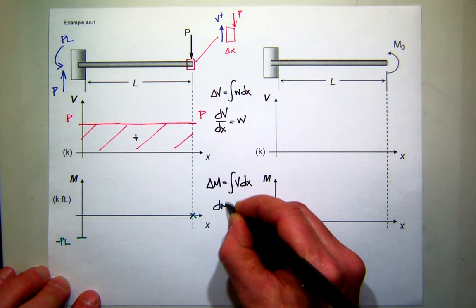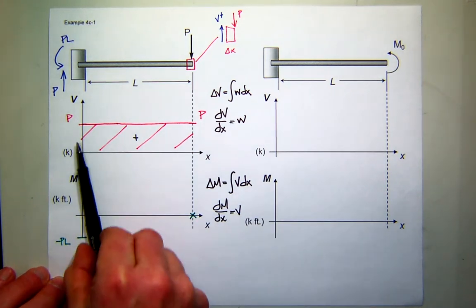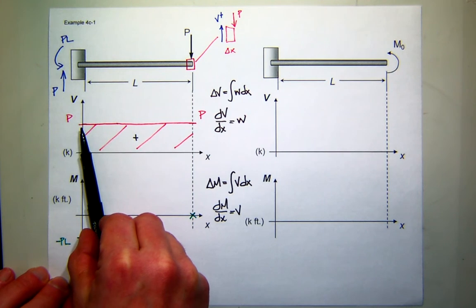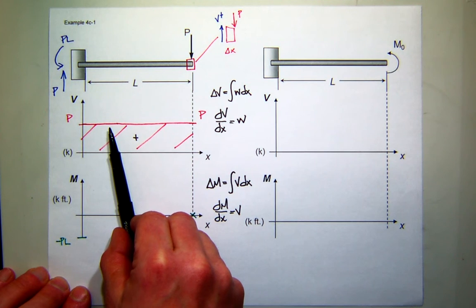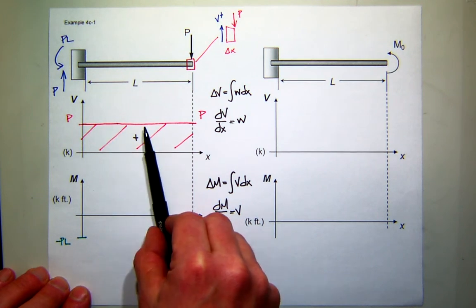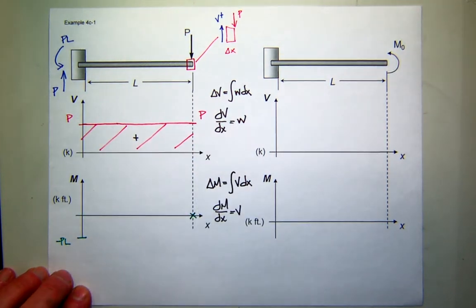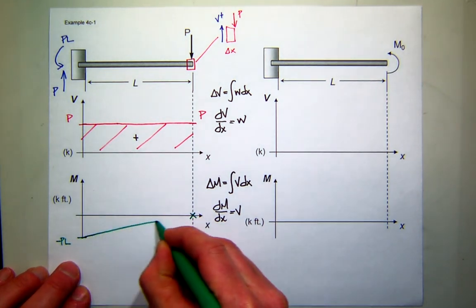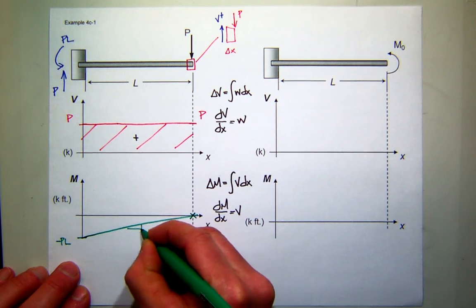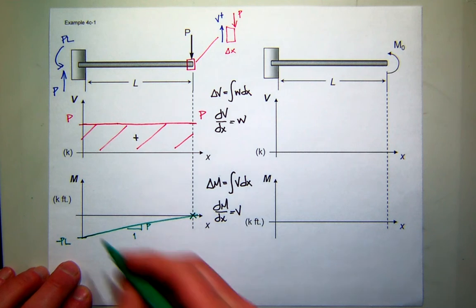And now the slope of that curve is equal to the shear. So let's go look at the shear. What's the value of the shear here? P. Positive or negative? Positive. What's the value of it here? P. Positive or negative? Positive. What's the value of it here? P. Do you see a pattern? It's a constant, positive slope. What kind of curve has a constant positive slope? In fact, for every 1 I go over, I would go up P. So there's my moment diagram.